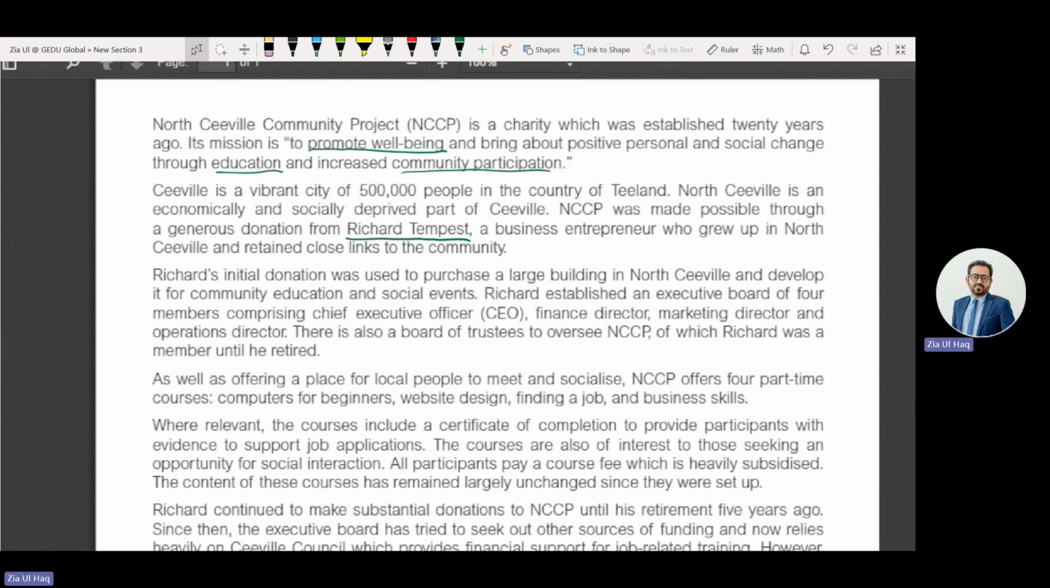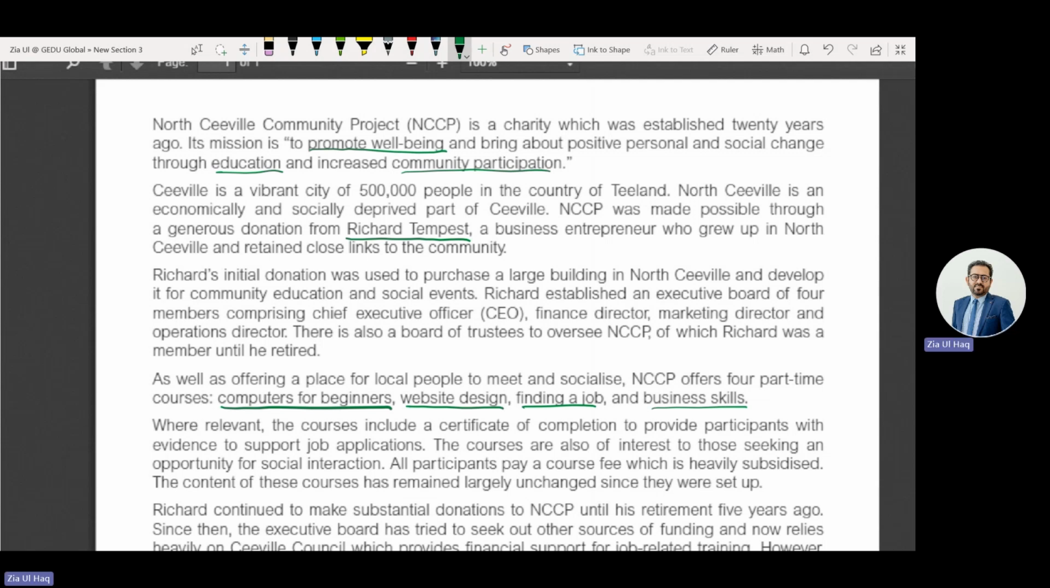And Richard, the founder of the company, was part of the board of trustees. As well as offering a place for local people to meet and socialize, NCCP offers 4 part-time courses: computer for beginners, meaning computer basics, website design, finding a job, and business skills. These are the 4 courses this company offers.